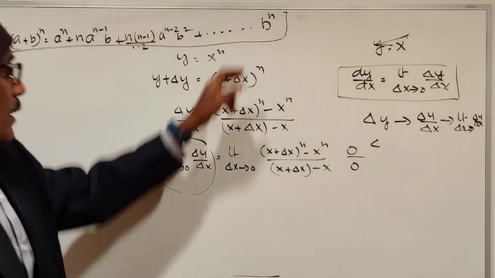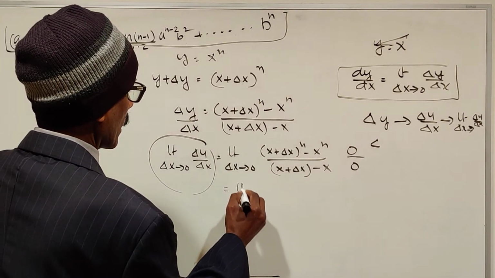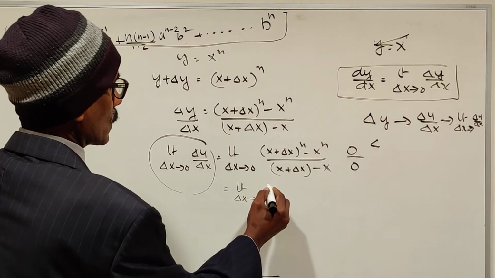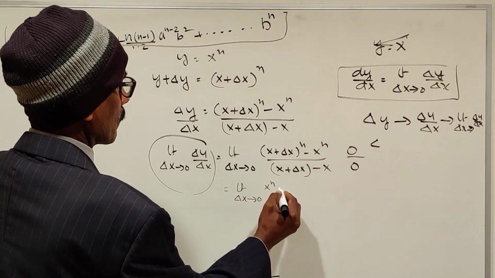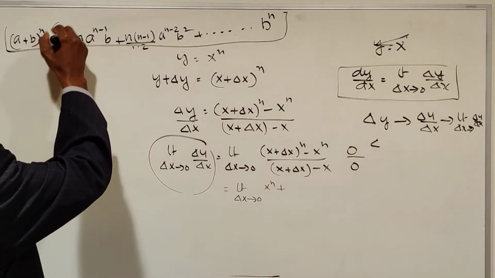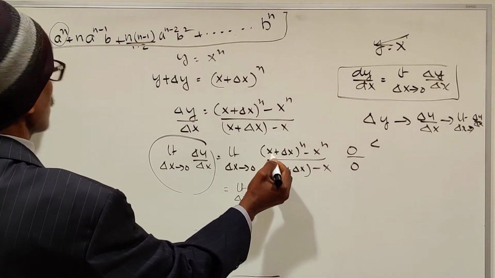This is the binomial theorem. So you need to introduce that one there. Limit delta x tends to 0, x raised to n plus first a raised to n. A raised to n is x raised to n. Here, what is a here?